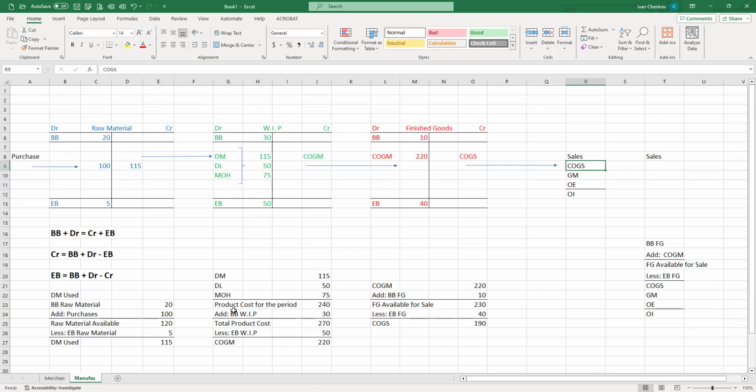Now let's repeat everything through the slides. Any questions on this flow of the information? How we get direct material used, how we get cost of goods manufactured, and how we get cost of goods sold. Any questions? Is it clear? Somewhat, but I think I would have to do some of the practice problems from the assignment to fully get it into my brain.